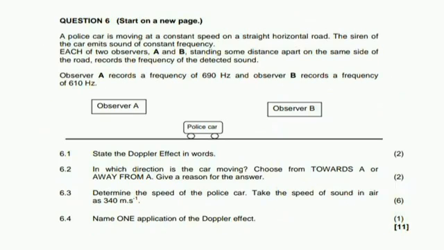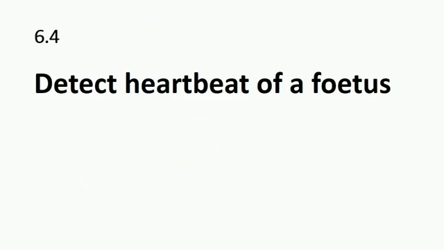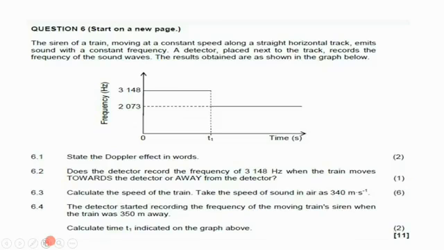And then 6.4 says name one application of the Doppler effect. So you can just say it's to detect the heartbeat of a fetus or any other function of the Doppler effect that you know. Okay, let's look at the last question here. So we have question 6. It says the siren of a train moving at a constant speed along a straight horizontal track emits sound with a constant frequency. A detector placed next to the track records the frequency of the sound waves. The results obtained are as shown in the graph below. Then 6.1 says state the Doppler effect in words.